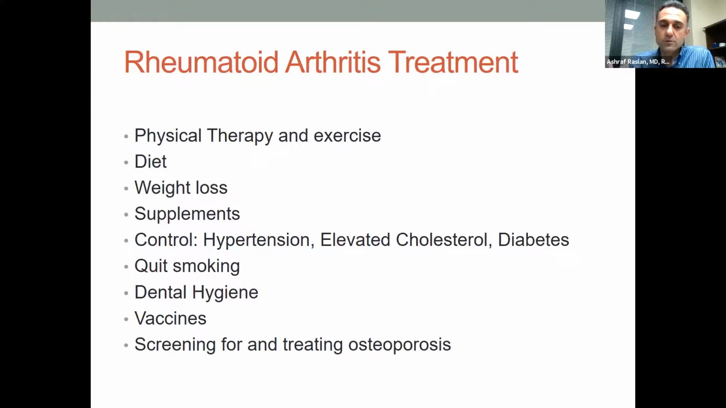Another thing that we do is screen and treat osteoporosis in certain people who are at high risk, because rheumatoid arthritis itself and the treatment for it can also increase the risk of osteoporosis. So it's important to be treated if it exists, or if there is a high risk for a fracture. I think that's everything I wanted to talk about regarding rheumatoid arthritis.